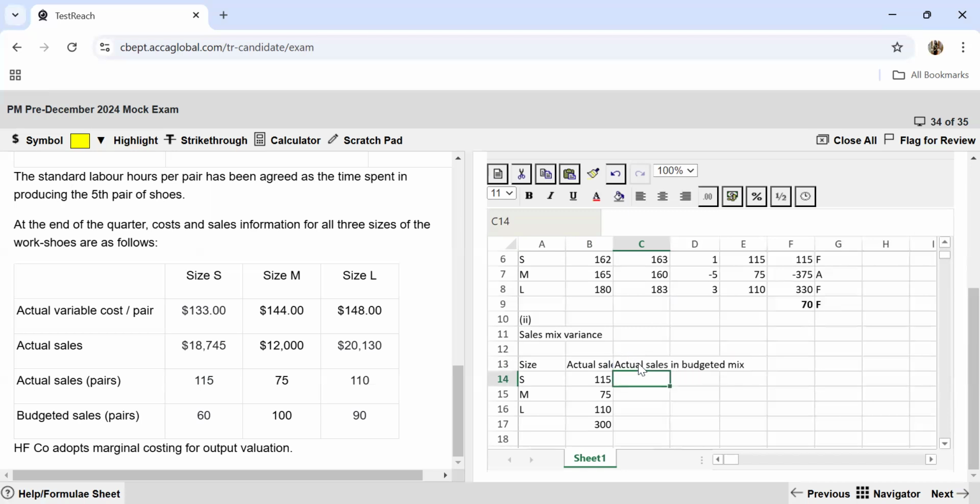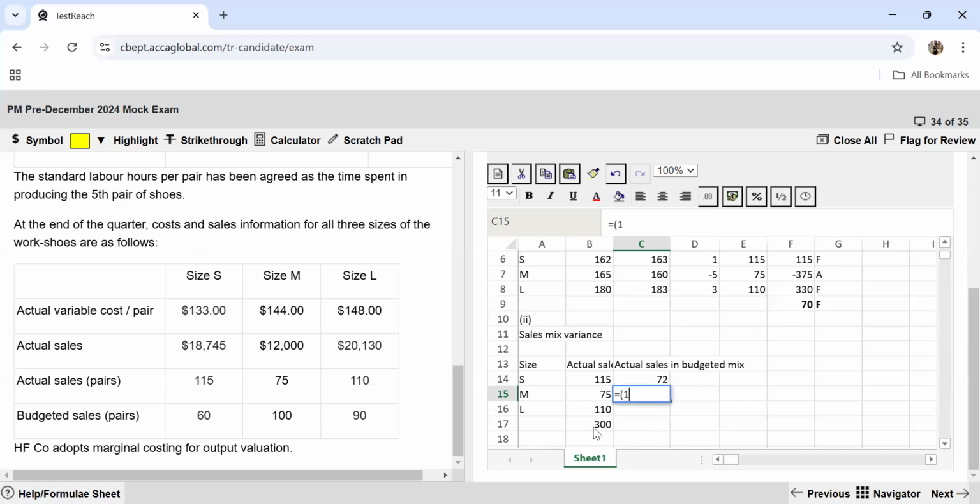So according to my budget, if my total is 300, how much should I have sold? So I'm going to use the budgeted ratio to find that out. So I can total this. This is 60 plus 100 plus 90. This is going to give you 250. So out of 250 in total, I wanted 60 to be the small size. So this is going to give me 72.